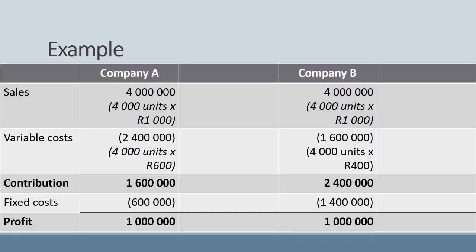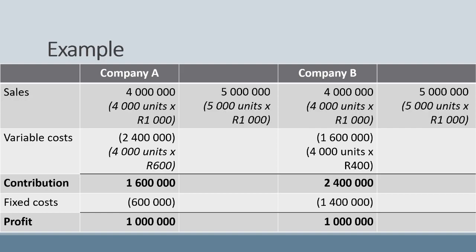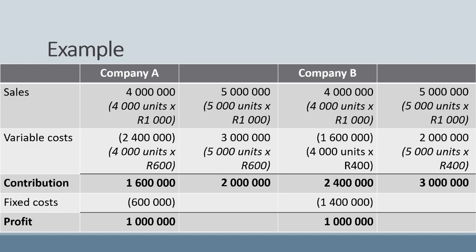If we increase sales by 25% in both companies, our new sales units would be 5,000 units. At 1,000 Rand per unit, this would give us total sales of 5 million Rand. Our variable costs for Company A would then increase to 3 million Rand, while for Company B they would increase to 2 million Rand. Our fixed costs would remain unchanged because they do not depend on the number of units produced and sold.